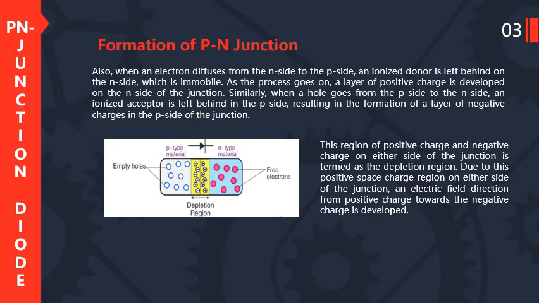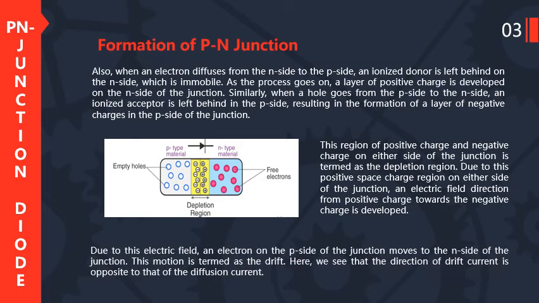The region of the positive charge and the negative charge on either side of the junction is termed as the depletion region. Due to this, a positive space charge region on either side of the junction and an electric field direction from the positive charge toward the negative charge is developed. Due to this electric field, electrons on the p side of the junction move to the n side of the junction. This motion is termed as the drift. Here we see that the direction of the drift current is opposite to that of the diffusion current.